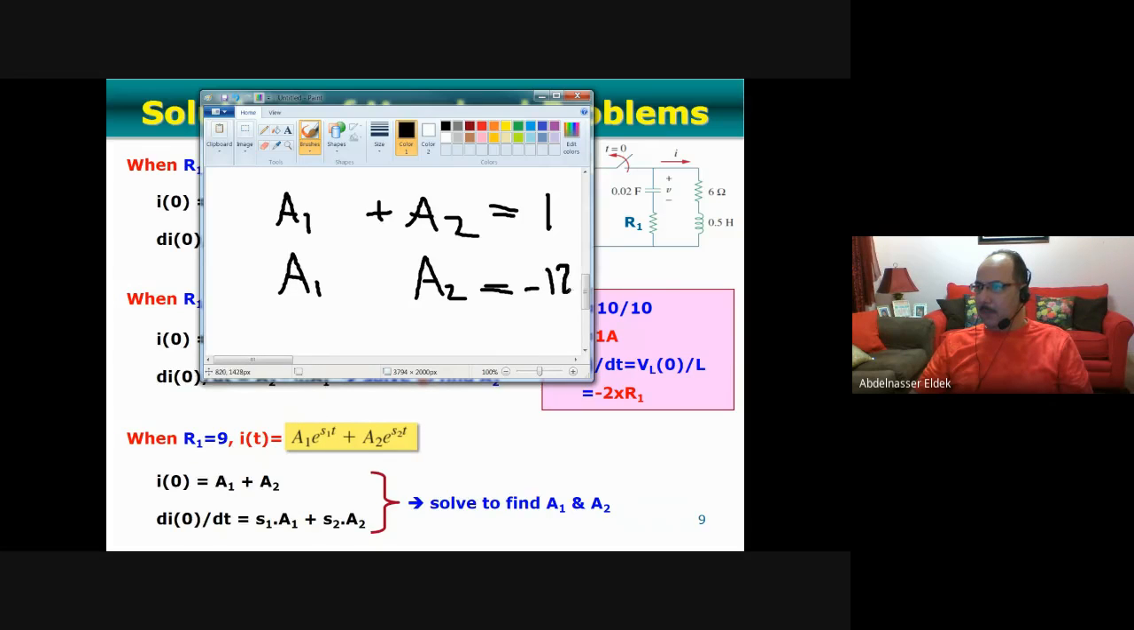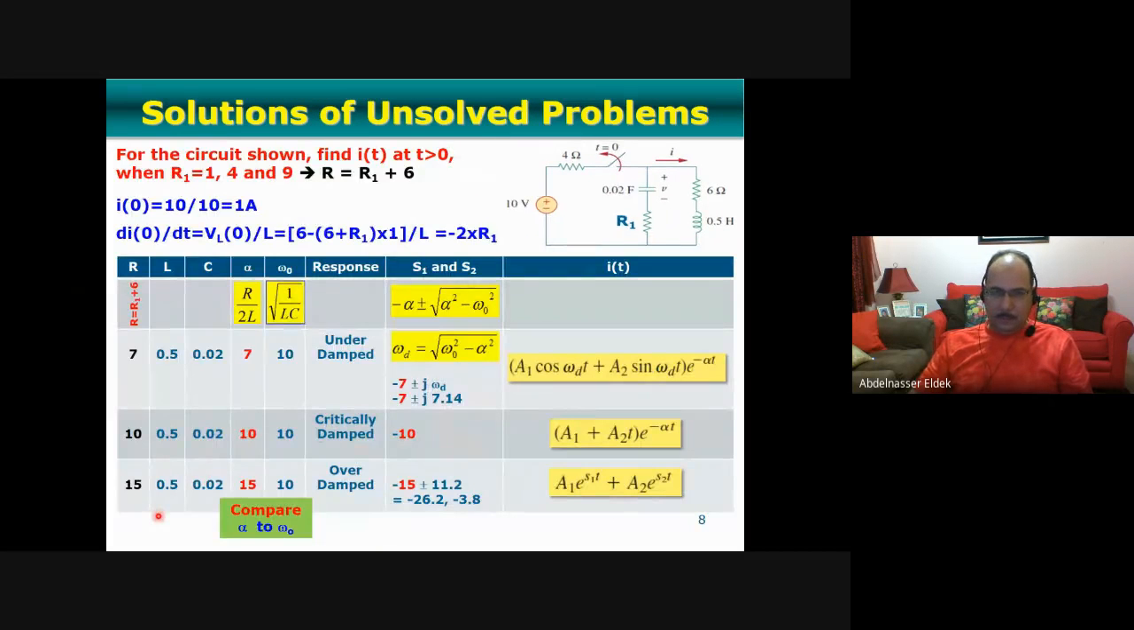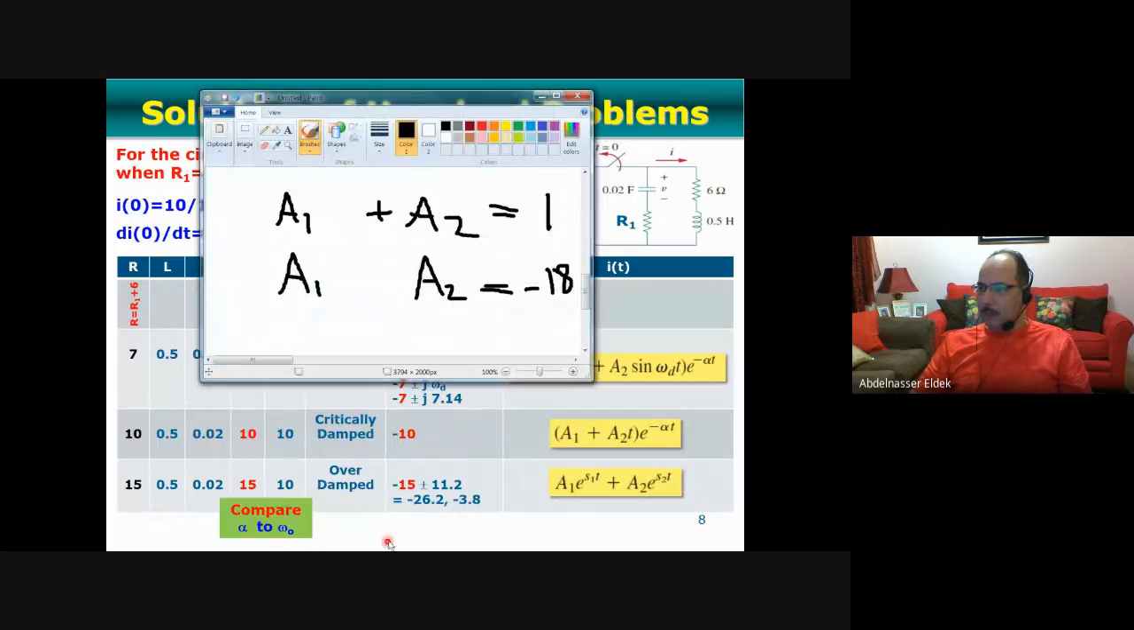Let's go back to the previous slide and find the values for S1 and S2. S1 is negative 26.2, and S2 is negative 3.8. Then you need to solve these two equations to find A1 and A2.